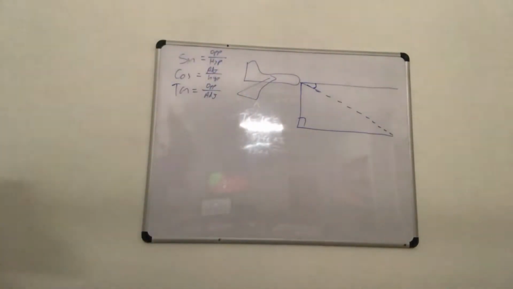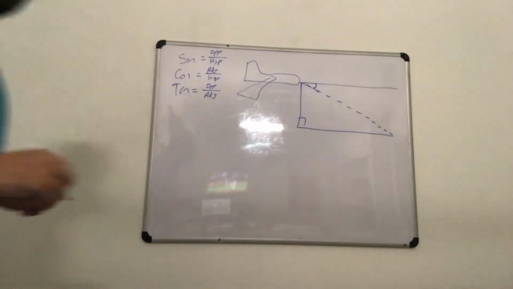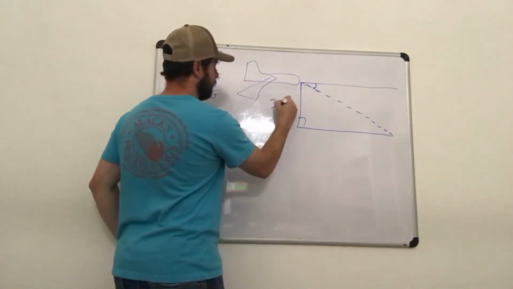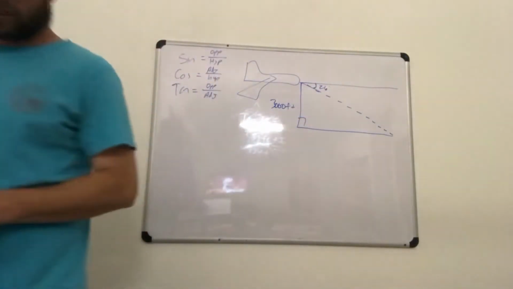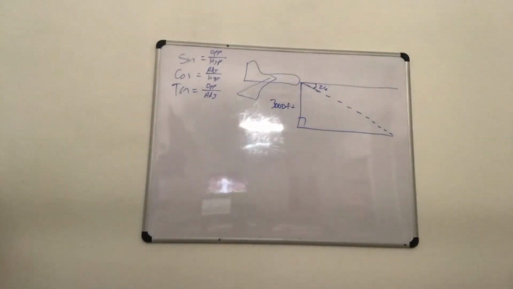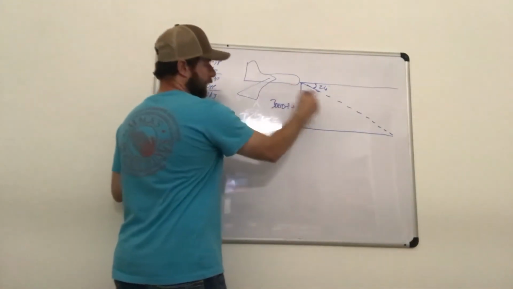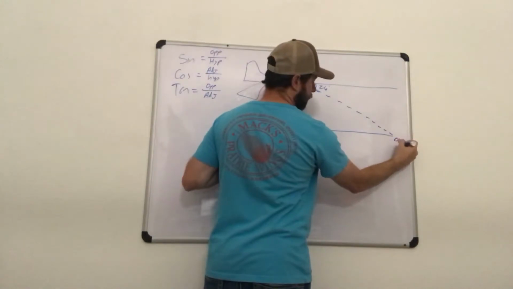So they say the angle of depression is 26 degrees, and it's 3,000 feet above the ground. This is 26 degrees, 3,000 feet above the ground. They want to know how far it is from the plane to the object on the ground.